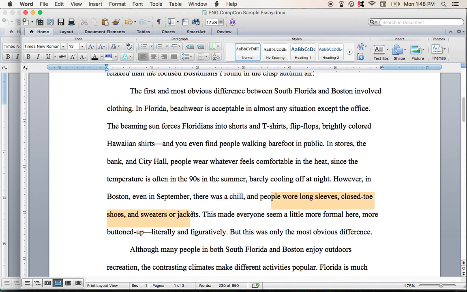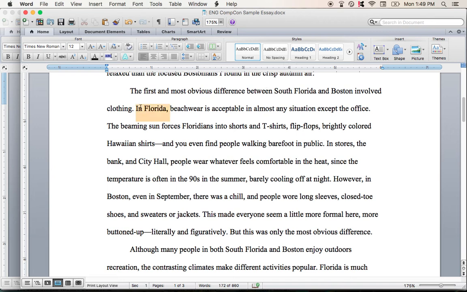People wore heavier clothing, and we also have the reason, right? It was colder there. And then we have the effect of this, how it makes people seem a little more formal, okay? So remember that when you're building your own body paragraphs, it'll probably make sense first to talk about one thing, right? And then to switch direction and talk about the other thing, okay? If you're going back and forth between the two things all the time, it can be a little confusing to the reader.